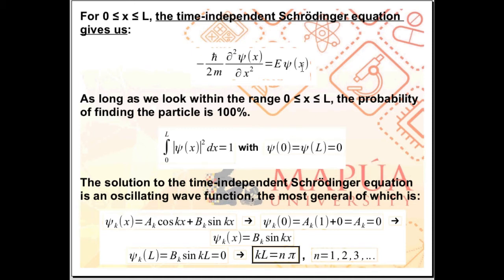So these two equations basically describe our particle that's confined in a box. The quantum particle in a box. The solution to the time-independent Schrodinger equation is basically an oscillating wave function.